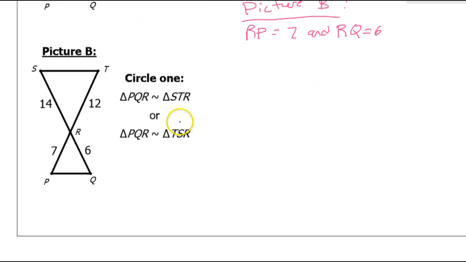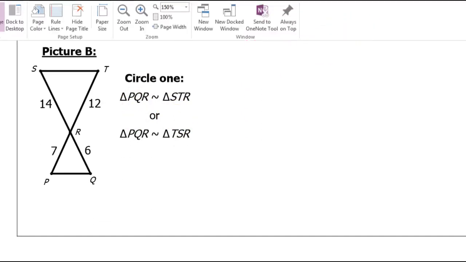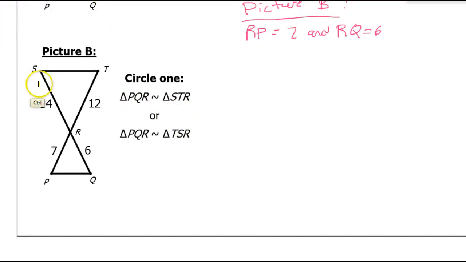Okay, looking at this picture, again, you have to pay attention to the sizes. The biggest side of these two in the top triangle is 14. The biggest side down here is 7. Okay, and then that means the smallest will be 12 and 6. So these are corresponding sides.